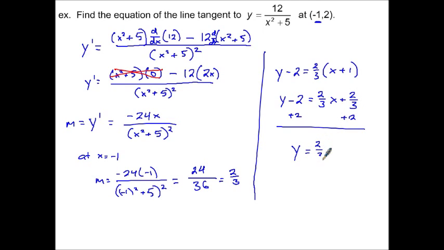So 2/3 x plus, again, if you prefer, you could call this 6/3 and make it an 8/3, although I would certainly accept 2 and 2/3 at that point, but whatever works for you. But there it is.